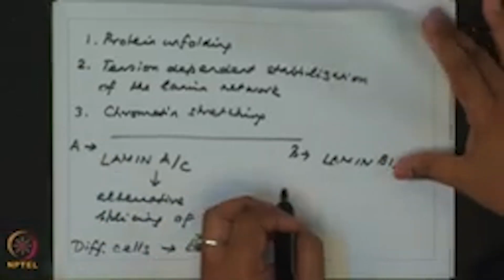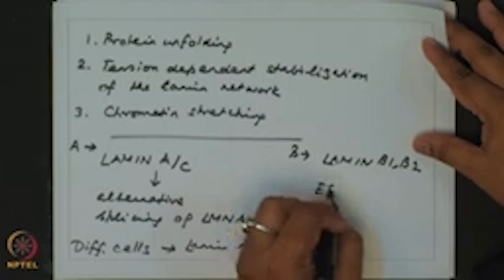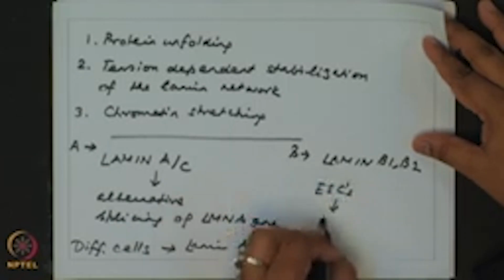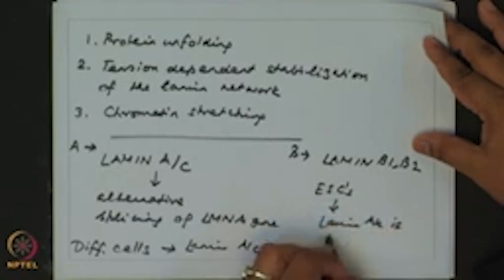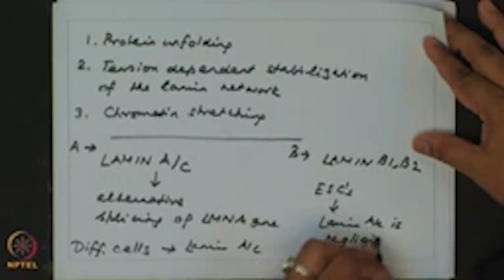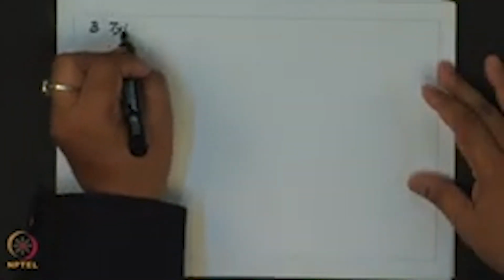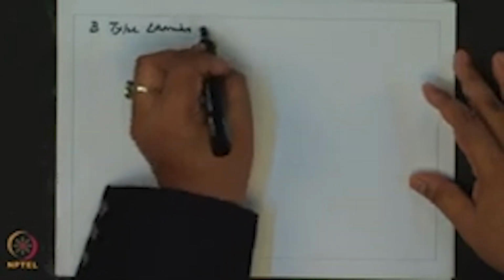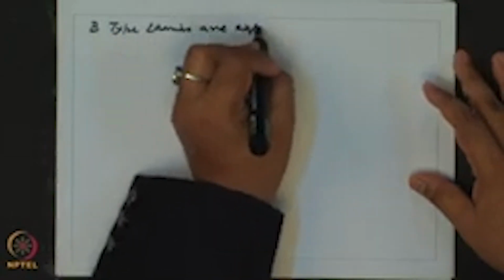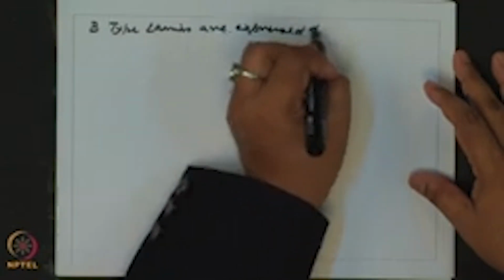And in stem cells, for example, in embryonic stem cells, lamin AC is very low, negligible. So, it has been demonstrated that B type lamins are expressed during development.